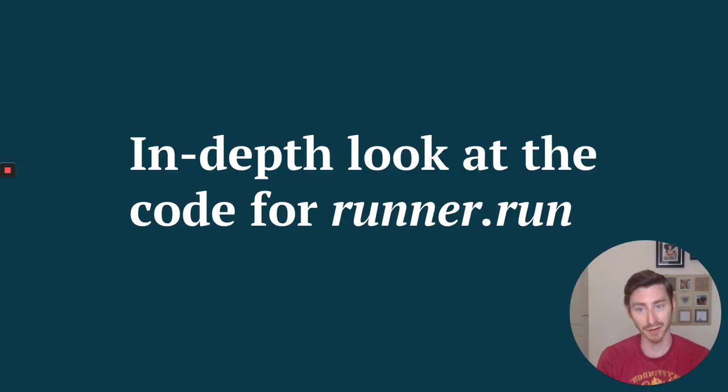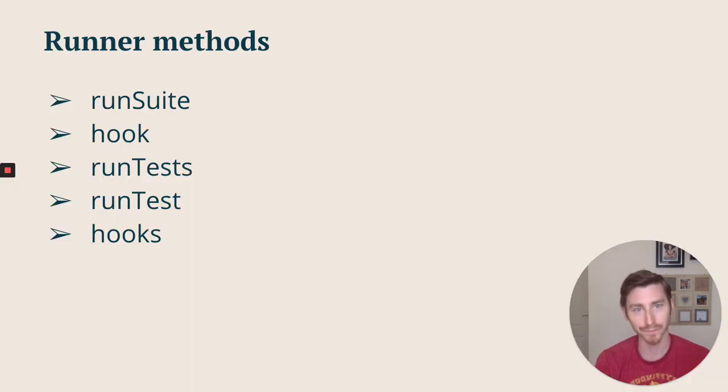So, an in-depth look at the code for runner.run. We're going to be taking a look at 5 methods. The total size of all the code required is quite large, so in an attempt to make it easier to follow the mechanics here, I've included most of the required code for them to understand exactly what is necessary for it to run a basic test runner. The runner methods we're going to cover are run suite, hook, run tests, run test, and then hooks.